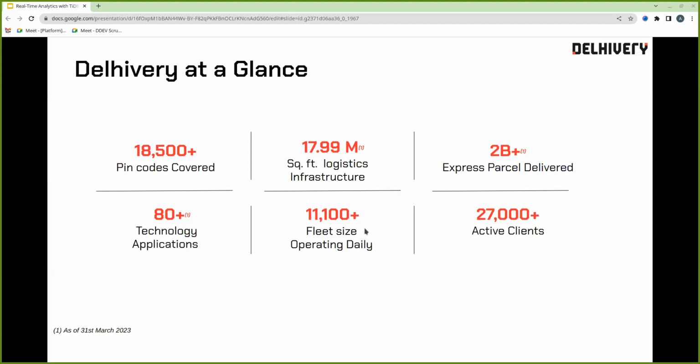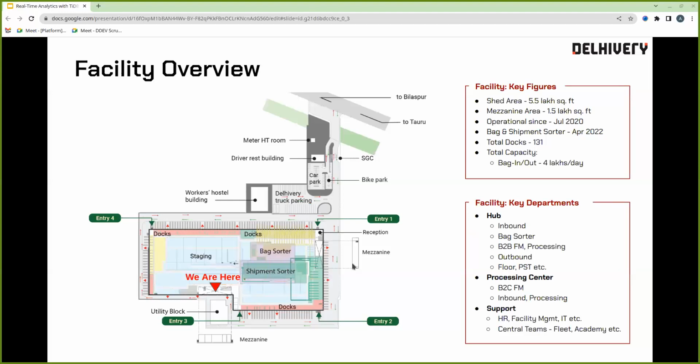Now, let's delve into a specific example to illustrate the challenge we faced with our mid-mile logistics infrastructure, where I'll focus on one of our mega facilities to provide insight into the complexity and scale of the issues at hand. This particular mega facility boasts an expansive shared area covering approximately 550,000 square feet, which is equivalent to a perimeter of nearly 2 kilometers.